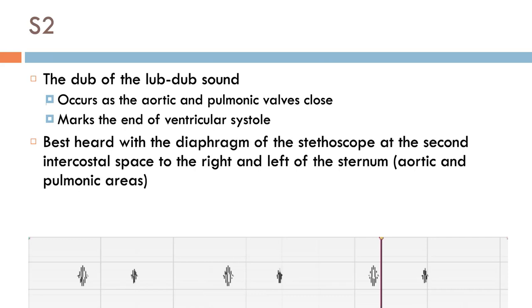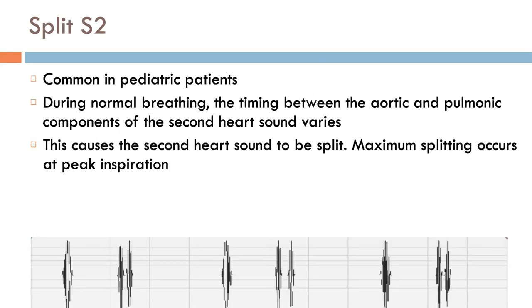Right. Conversely, a split S2. Sometimes the aortic and the pulmonic valves close at a little bit different timing. We'll see this in younger kids. It's just because of respiration. When they breathe in, the heart can constrict down, and it causes the valves to close at different times. It's all pressure gradients. Not a huge problem in kids. Adults, yeah, they still have it. Might be a little bit of a problem.